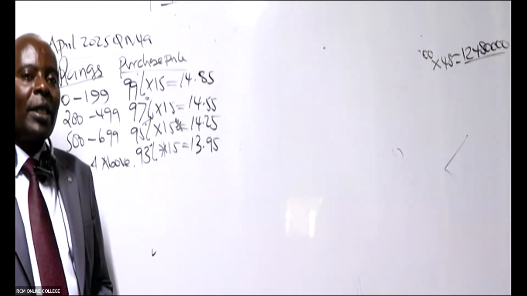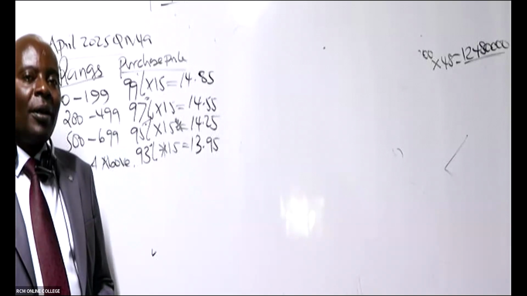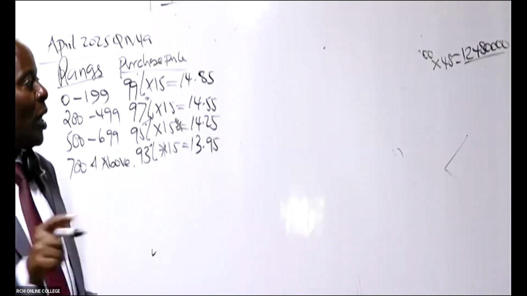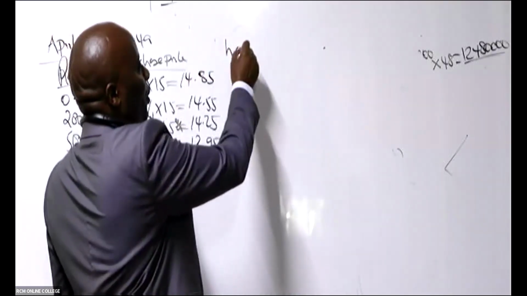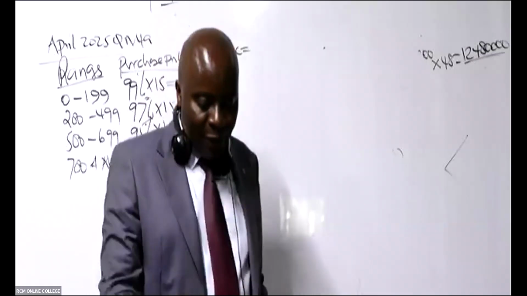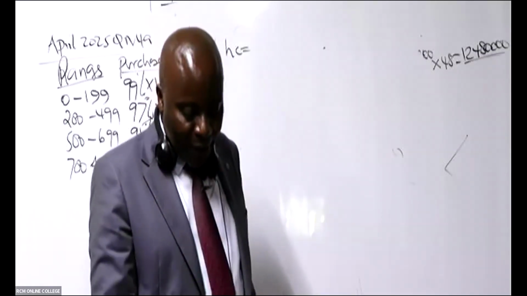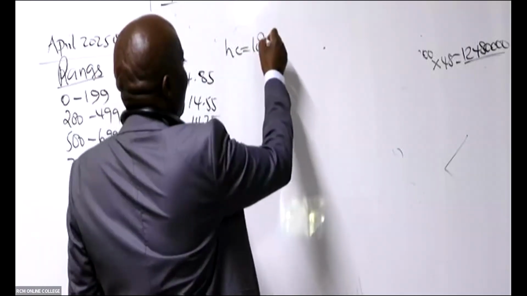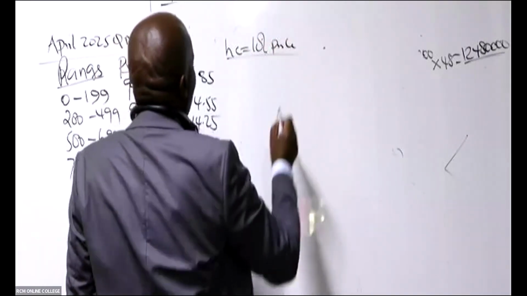EOQ, my friend. But thank you for trying. You see, holding cost is a percentage of the price. So first of all, I'll give my examiner the holding cost. Are you able to see the percentage of holding cost? Holding cost percentage is what here? It is 10%. So 10% of the price. 10% of the price. So we start from here.